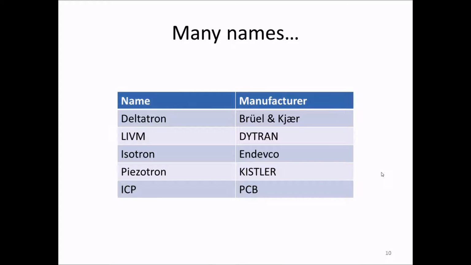For historic reasons, various manufacturers have different names for the IEPE standard. The names shown in the table here, from some of the larger manufacturers, all stand for IEPE sensors. And with the exceptions mentioned above for the requirements for minimum current supply and compliance voltage for some sensors, these all stand for the same sensor technology.